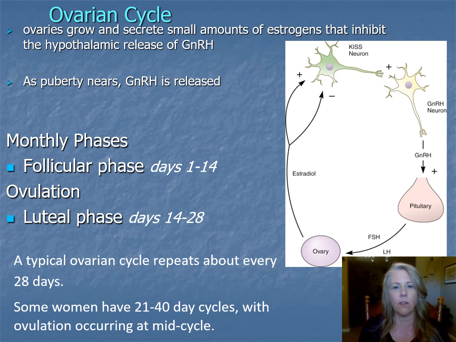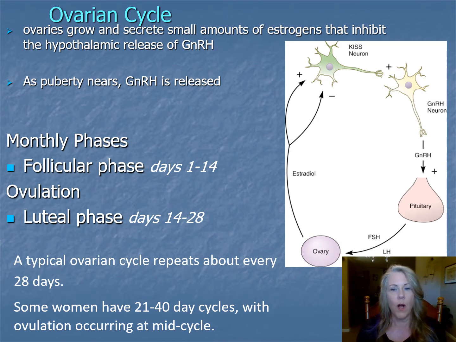Now, as the little girl's body gets larger, her ovaries get larger, and the ovaries start producing more estrogens, certain types of estrogens. So the larger the body, the larger the ovaries, the more of this estrogen is there. Now, as puberty nears, the gonadotropin releasing hormone actually starts being released. It's no longer being inhibited.